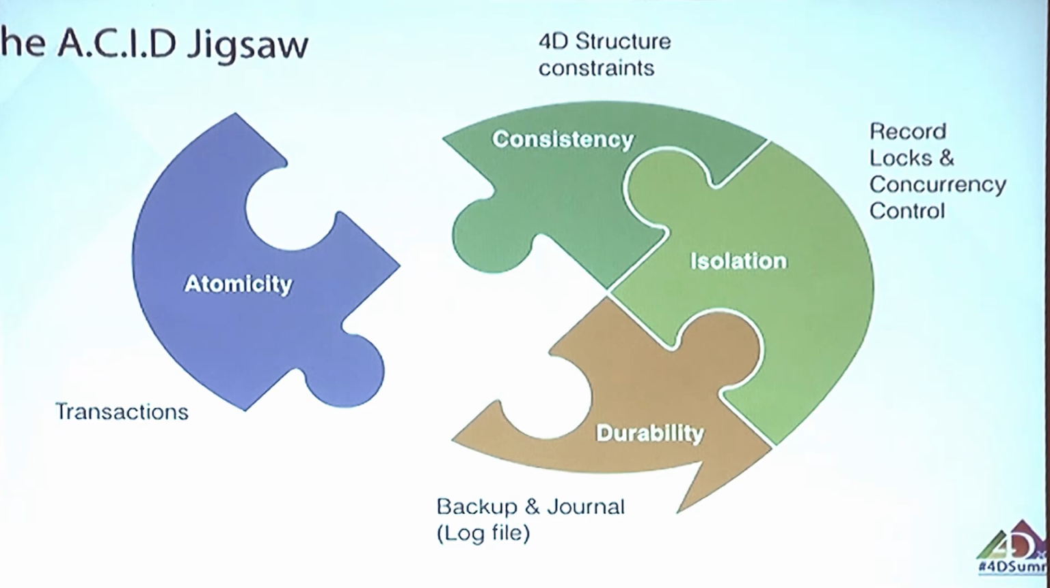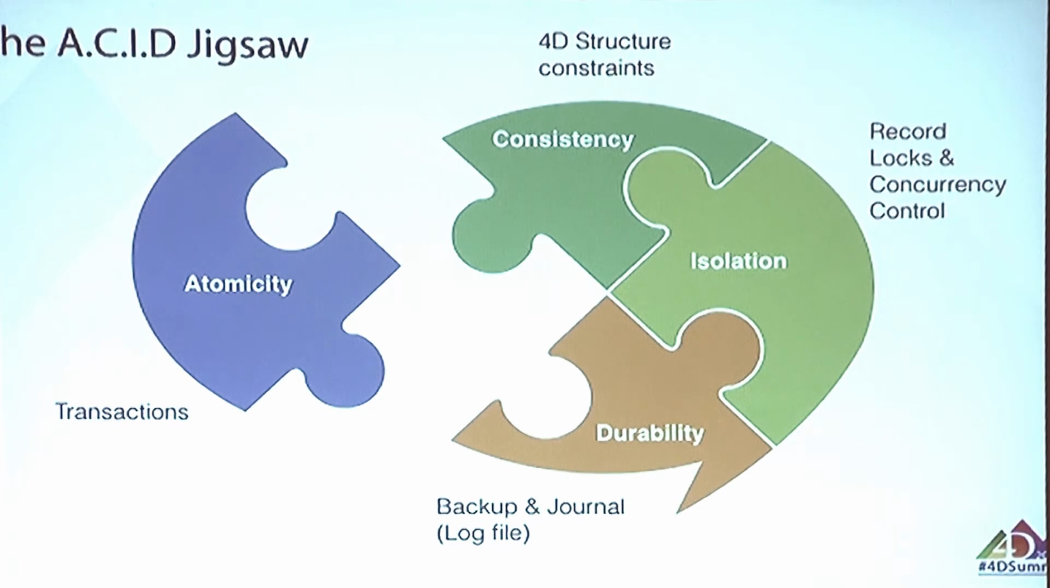The A stands for atomicity. I won't talk too much about that because the rest of the presentation is on it. C is consistency. And what's meant there is the consistency of your business data. And 4D supports consistency in two ways.